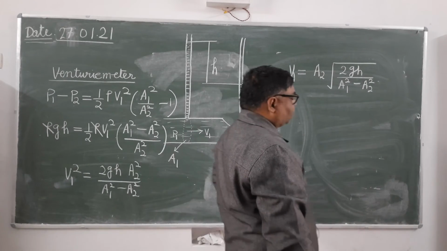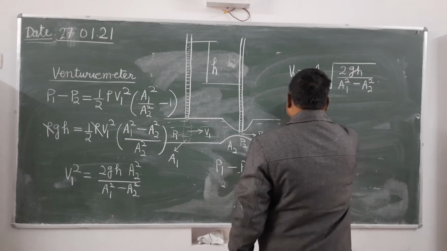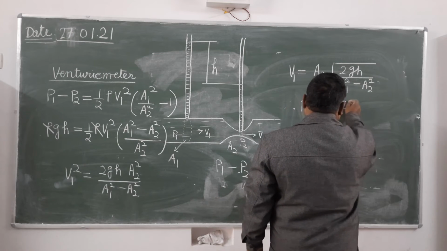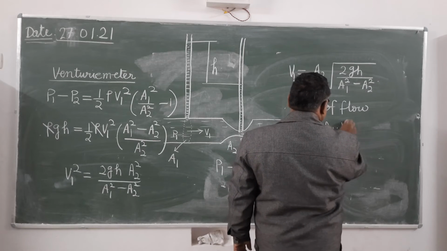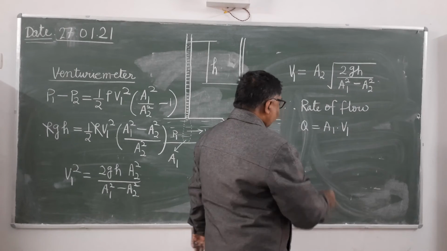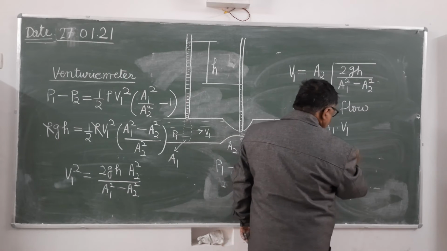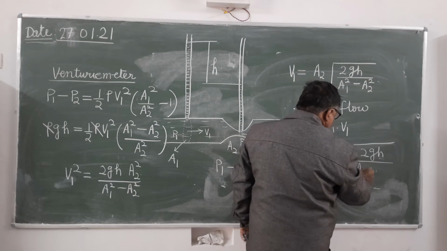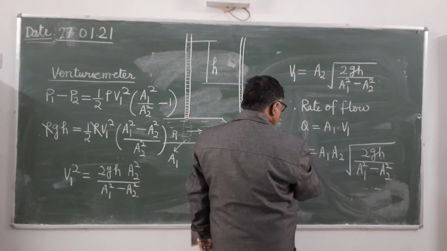So what will be the rate of flow? A1 into V1. So see here, therefore rate of flow Q equals A1 into V1. Substitute the value of V1. What will you get? A1 A2 root 2gh upon A1 square minus A2 square. This is the rate of flow.